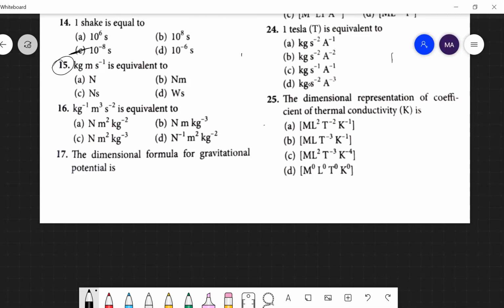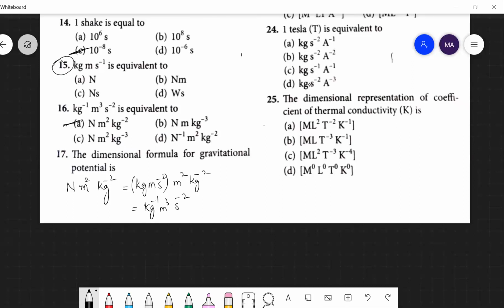I need to check with all the options. I'll check with the first option right now. Newton meter square kg to the power of minus 2. Newton unit is nothing but kg meter second inverse square. Newton into meter square into kg inverse square will come out as kg inverse, meter cube, second inverse square. Obviously, for the first option I can write the answer.